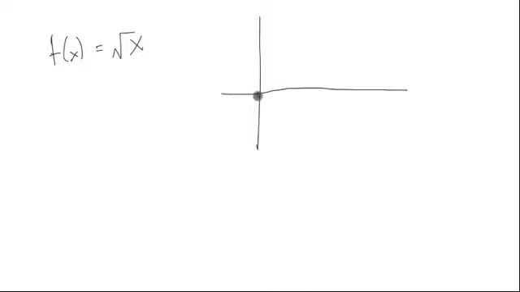So let's look at f of x is equal to, we've already had f of x is equal to square root of x. We know that looks like half of a sideways parabola, comes up here, and we had some basic points on it. We've already discussed that one.